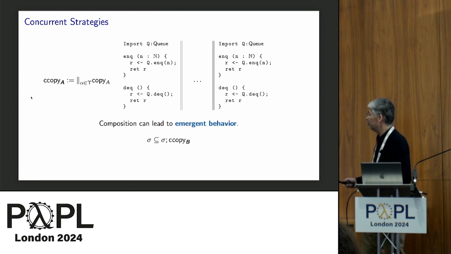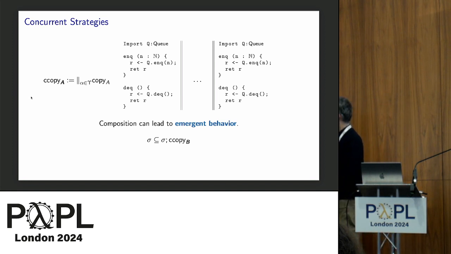It's called C-copy, which is just a parallel composition of a sequential copycat. And you could show if you take a random concurrent strategy, you compose with this copycat, you would actually generate extra behaviors because this concurrent copycat interleaves things a little bit more.